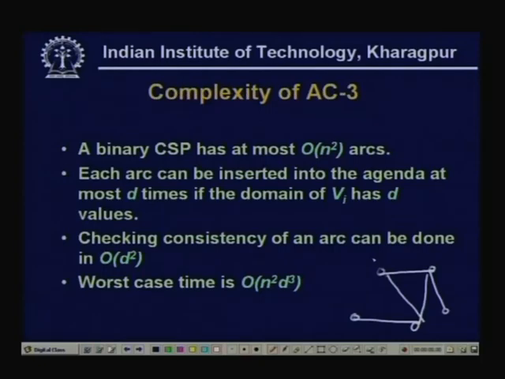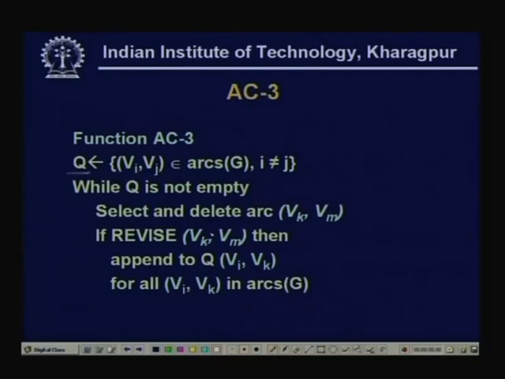You see, in the algorithm, every arc can be inserted at most d times if the domain of Vi has d values. When we are putting an arc involving a variable into the queue, we are only doing it when the domain of the variable is reduced. Suppose initially the domain of a variable, let us say Vk, has b values. We consider this arc for revision only when this domain is getting reduced. So, corresponding to every Vk, the arc can be put into the queue at most d times.